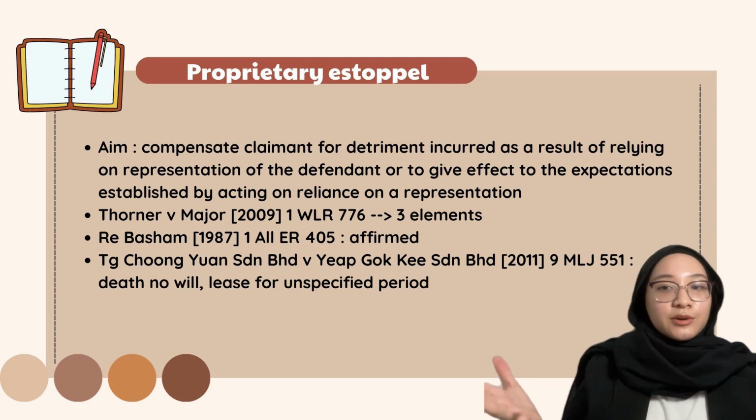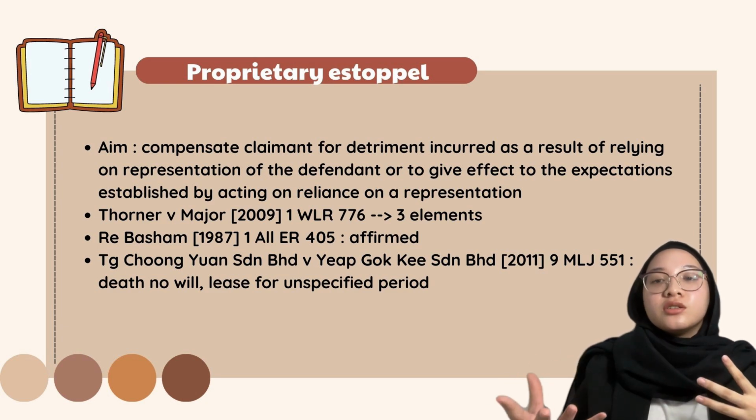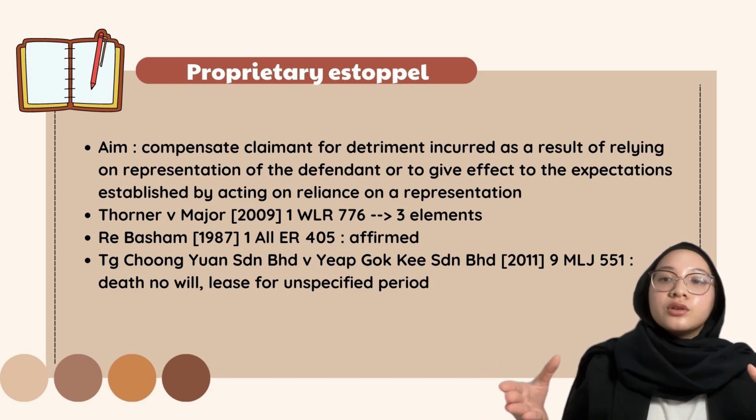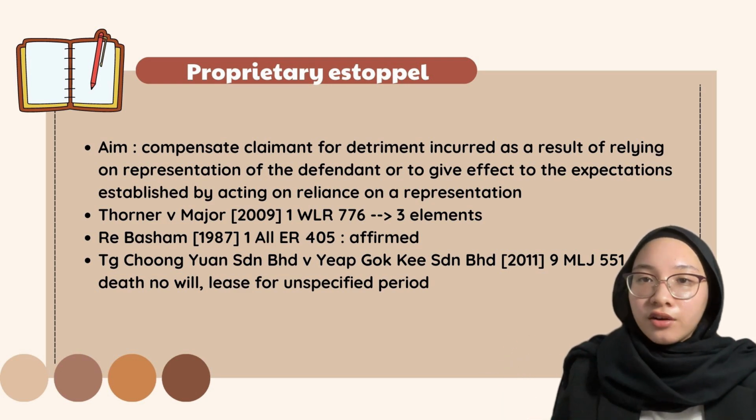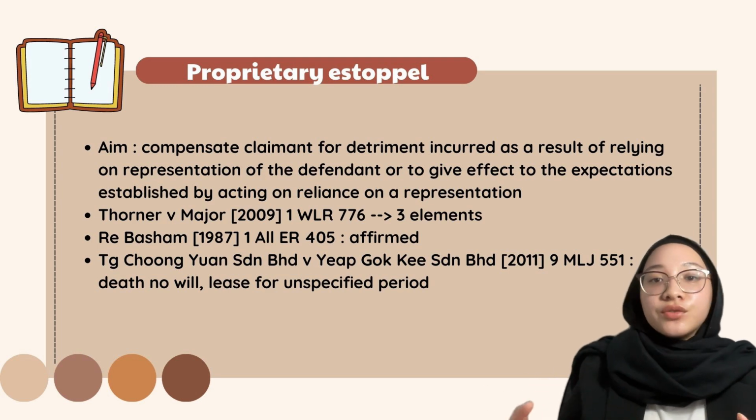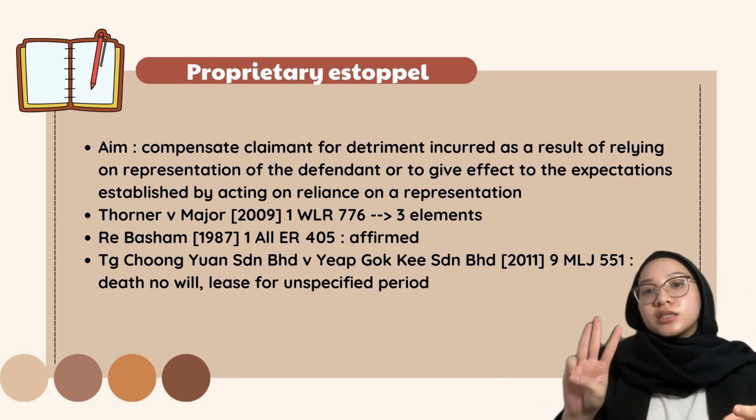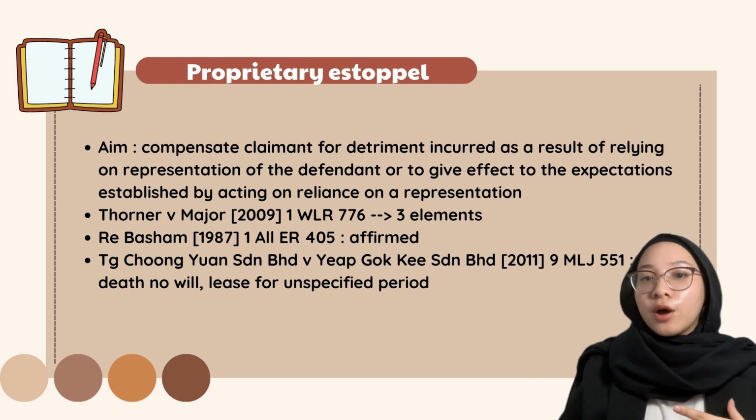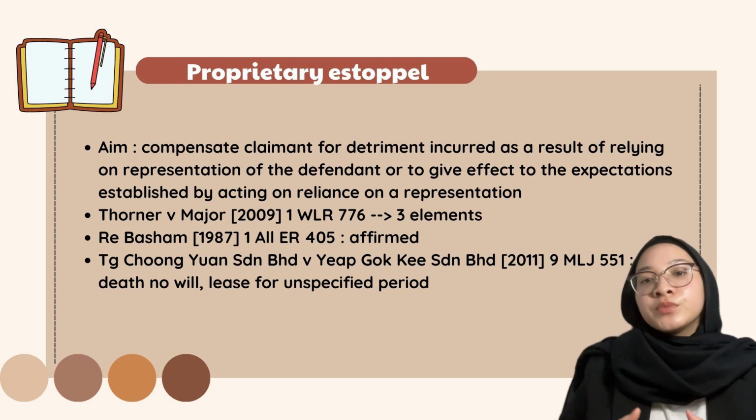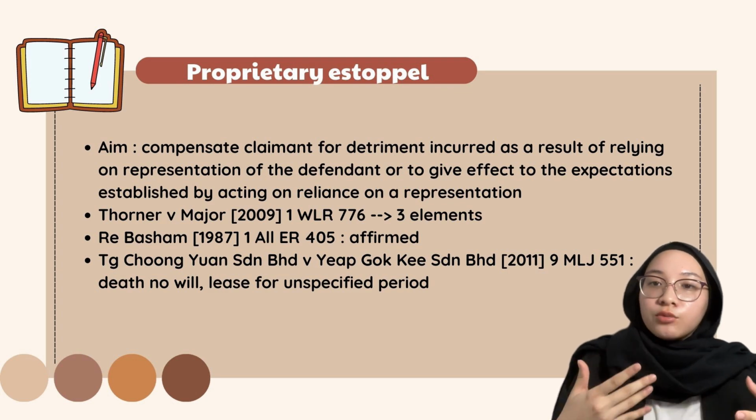And the last exception, proprietary estoppel. Proprietary estoppel is a remedial doctrine that aims to compensate a claimant for detriment incurred as a result of relying on a representation of the defendant, or to give effect to the expectations established by acting on reliance on a representation. Cheese and Major stated the three elements of the estoppel, where the donor makes a representation to the donee, which is like a promise on which the donee acts to her detriment. The court will prevent the defendant from turning back on that representation, which is a promise.